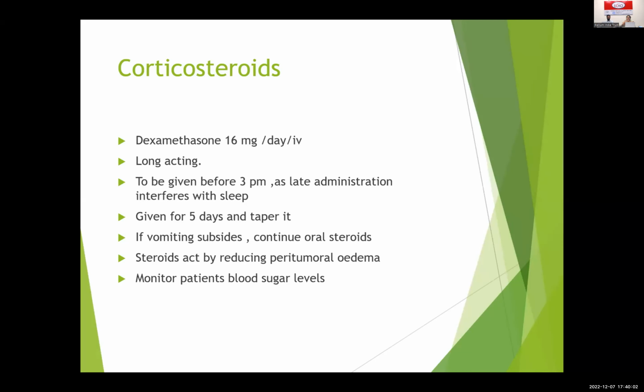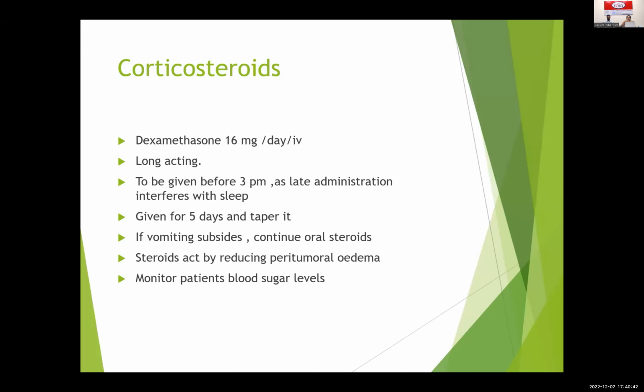Usually what we prefer is dexamethasone. We can start at a dose of 16 milligrams per day. It is a long-acting steroid, and it should be given before 3 p.m., because late administration can interfere with the patient's sleep. It should be given for 5 days and slowly tapered down. It's not like one day you give it and then you stop. No, you can't do that. So you give it for 5 days and slowly taper it down. If you're giving 16, slowly taper it down. And if vomiting subsides, you can change the IV to oral steroids.